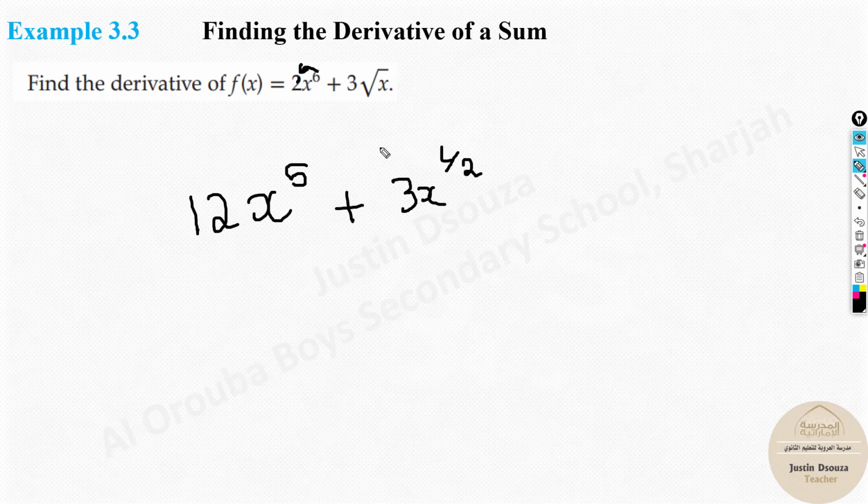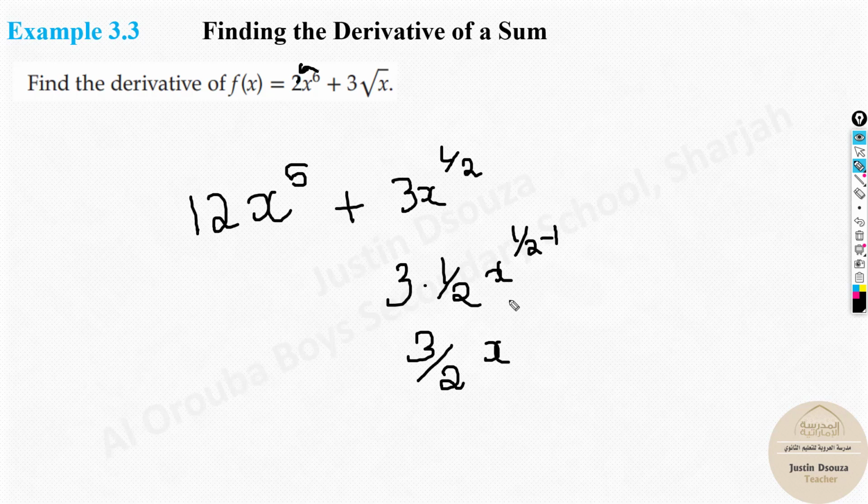Now, this is done. Left side is done. Only this side is remaining. This is going to be 3 multiplied by half x to the power half minus 1. So 3 multiplied by half will be 3 by 2. That is 1.5. And what else over here? x to the power negative half. This would be your answer. And here it was 12x to the power 5. This would be the final answer.